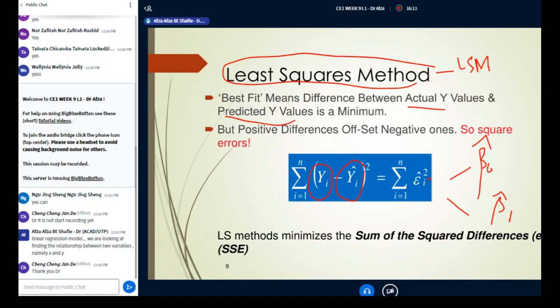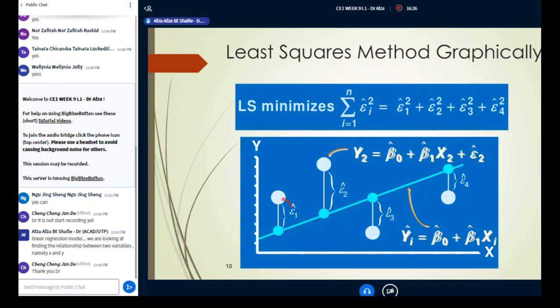So basically, this is what we do. If this is the line that we predict, we are minimizing this error. Because the error can be positive or negative, we square it, just like in the ANOVA, remember? Some is above, some is less. If you don't square it, you may end up with zero when you sum up everything. So for that reason, we square this. This is how the least square method works.